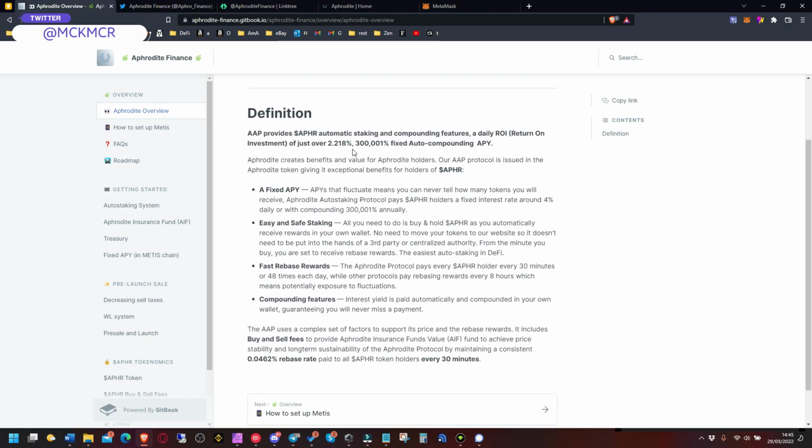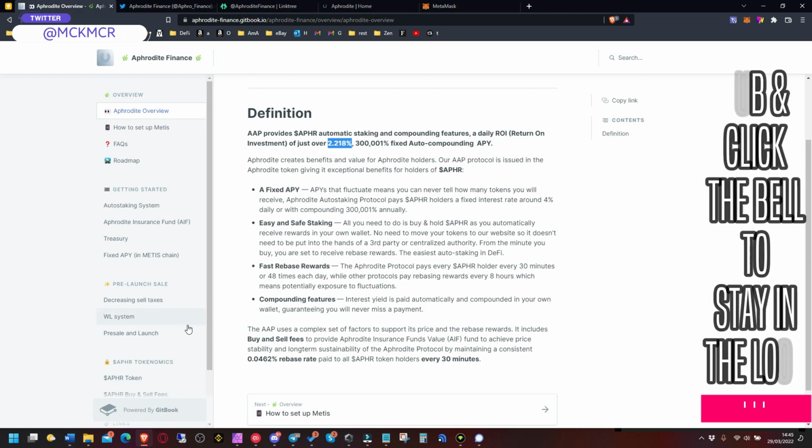So we have 300,000% or 2.2% daily. That's the number that should interest you most, not the 300,000 big number. Obviously the coin would have to stay at the same price and would have to be that for a year, because only after like 10 months you really start to see those gains when it's auto compounding.